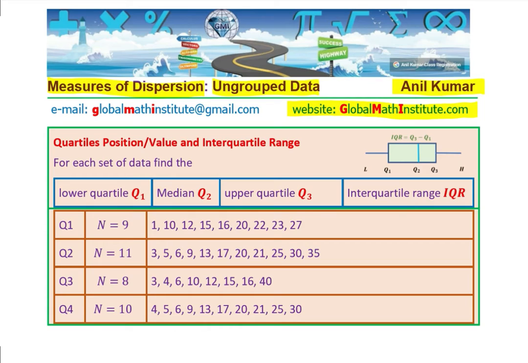Well, you can always pause the video and answer these questions. My idea is to make you understand the complete concept. First, we'll find the quartile position, and from the position, we'll find the quartile's value. Once we have the values of all 3 quartiles, we'll find the interquartile range as the difference between Q3 and Q1. So as you know, IQR is equal to the third quartile minus the first.